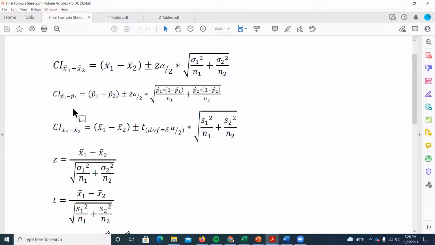I'm dealing with confidence intervals for the difference in proportions. So it's just going to be a matter of plugging in my values here, my sample proportions and sample size, and then looking up the Z value that tells me the number of standard deviations where I need to go to get alpha over 2 in the tail.